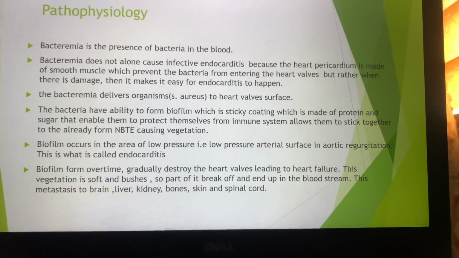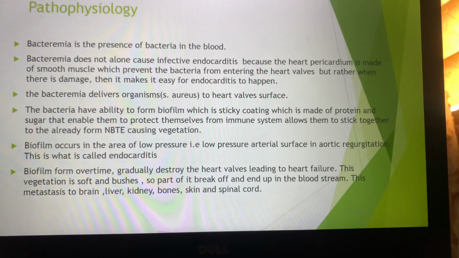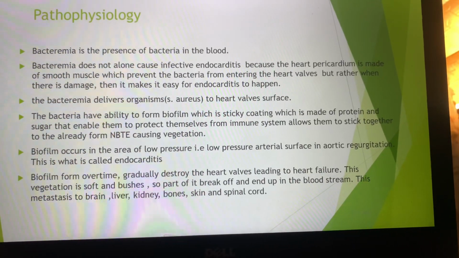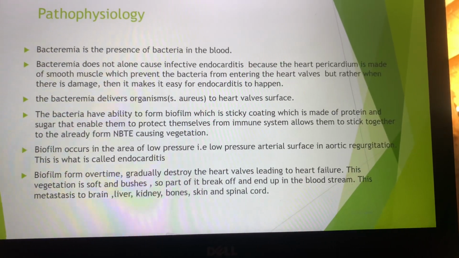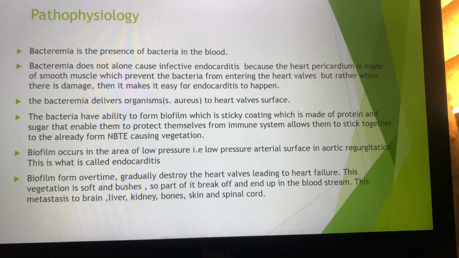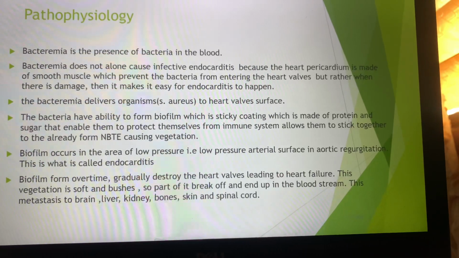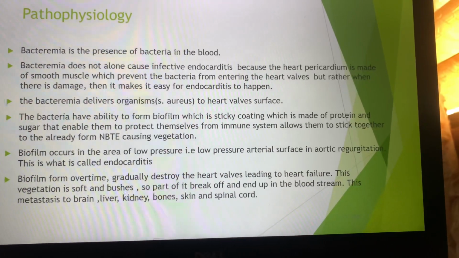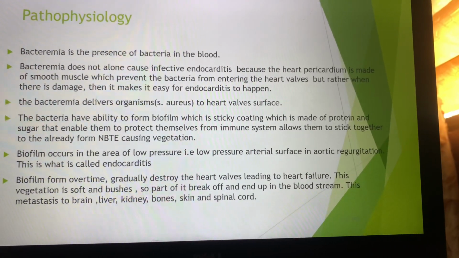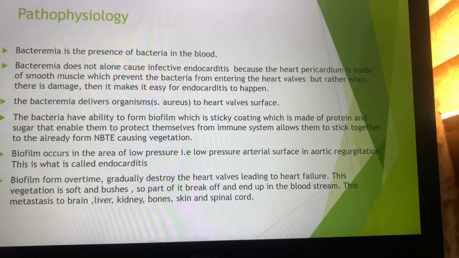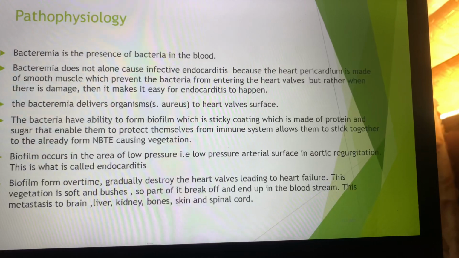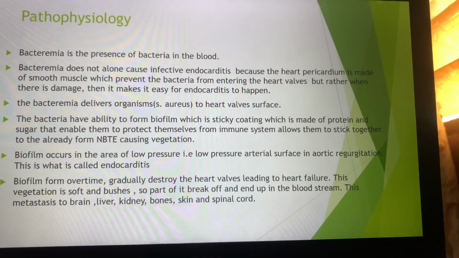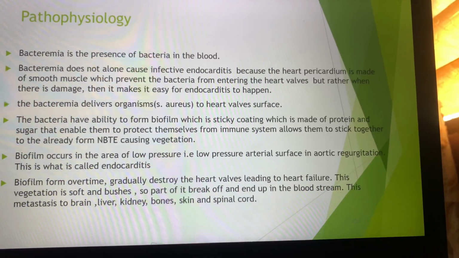When the skin integrity is compromised and the bacteria find their way into our bloodstream, we call it bacteremia. That is the presence of bacteria in the blood. We must understand that bacteremia alone does not cause infective endocarditis, because the heart endocardium is made up of smooth muscles which prevent the bacteria from entering the heart valves. But rather, when there is damage, it makes it easy for endocarditis to happen.